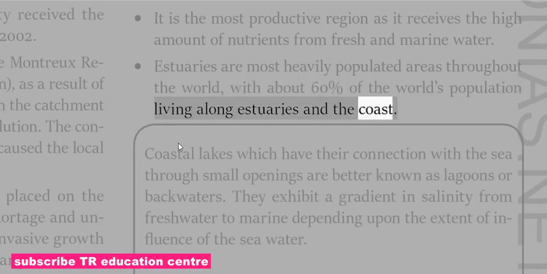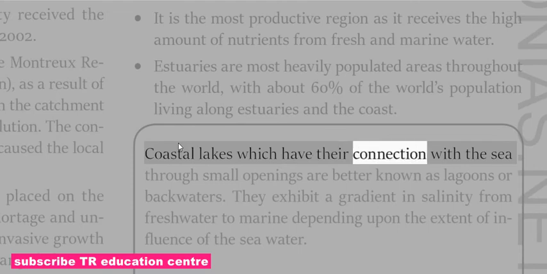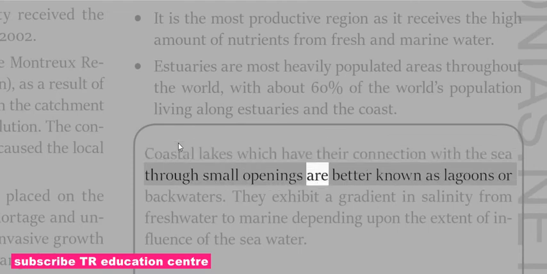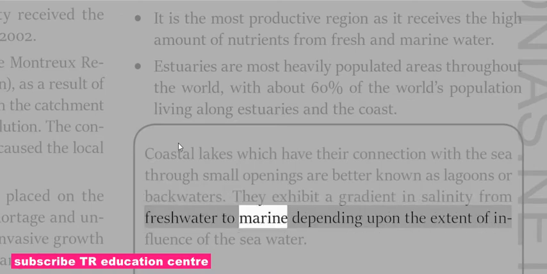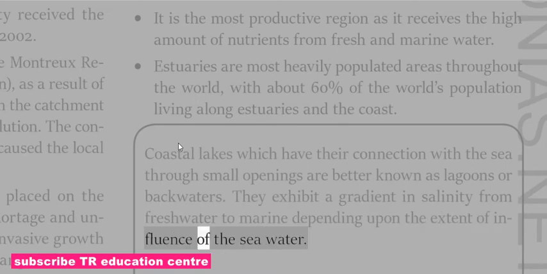and the coast. Coastal lakes which have their connection with the sea through small openings are better known as lagoons or backwaters. They exhibit a gradient in salinity from freshwater to marine depending upon the extent of influence of the sea water.